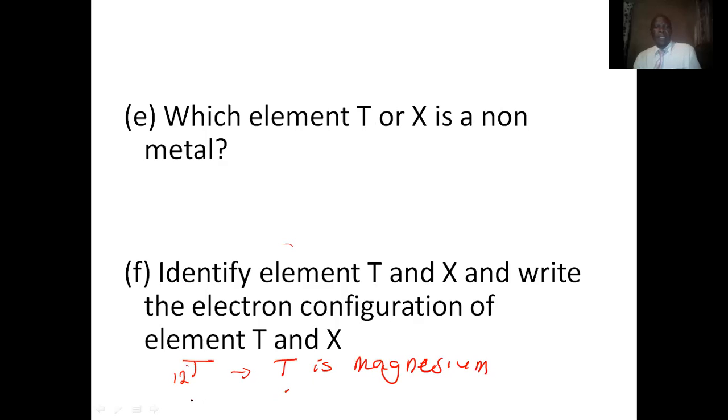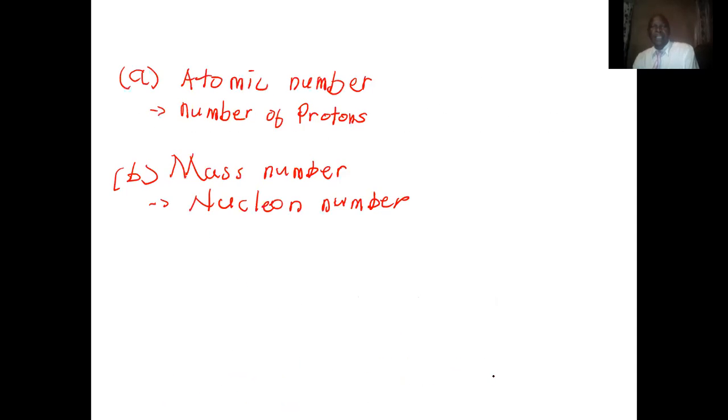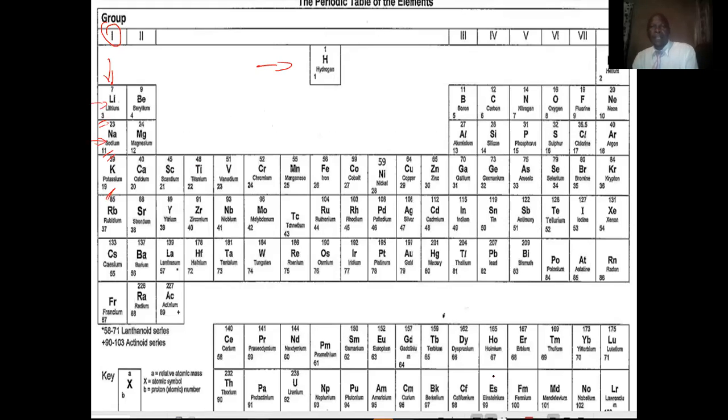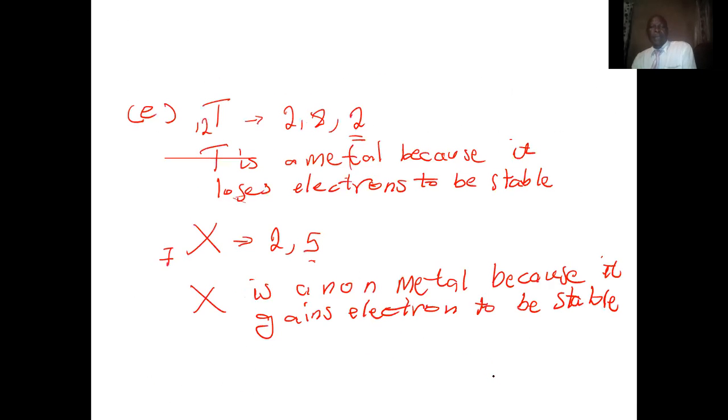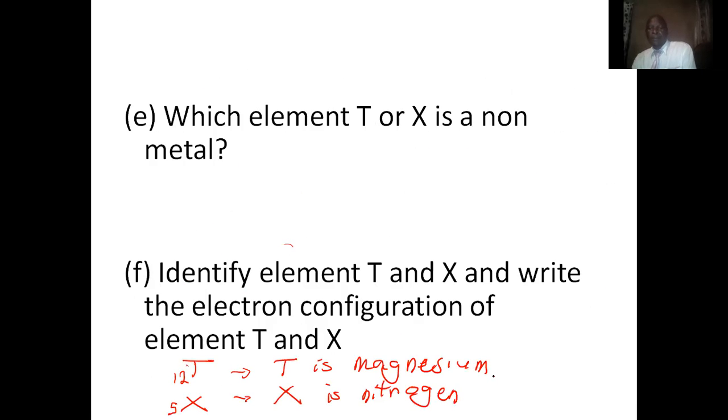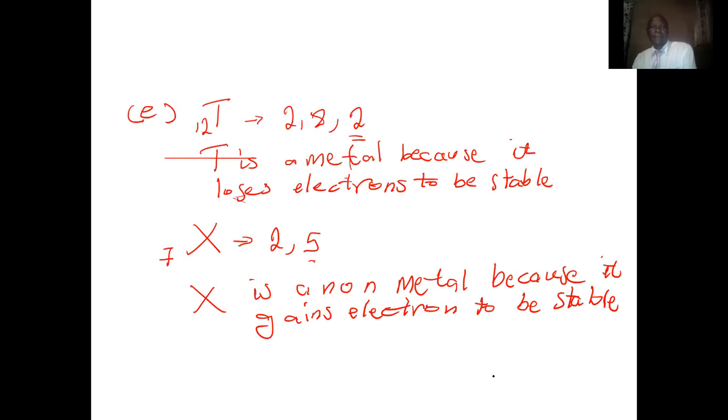While X, with the atomic number 7, is nitrogen. If you check on the periodic table, you will notice that the element with the atomic number 7 is nitrogen. And so we go now to the electron configuration; we have already written it several times.